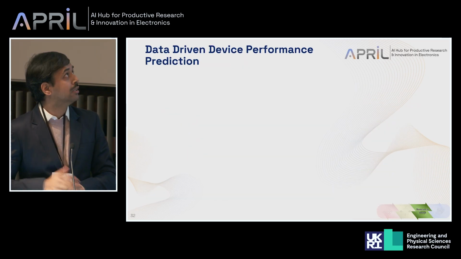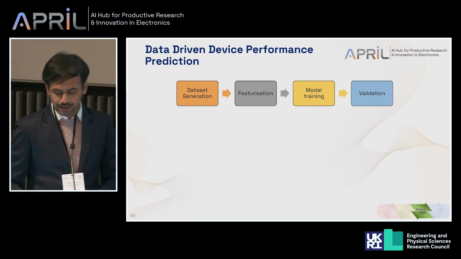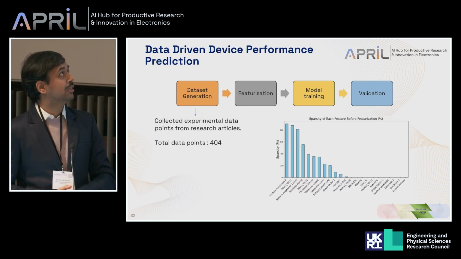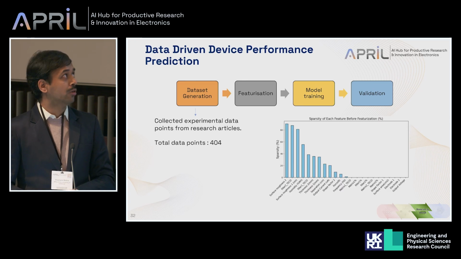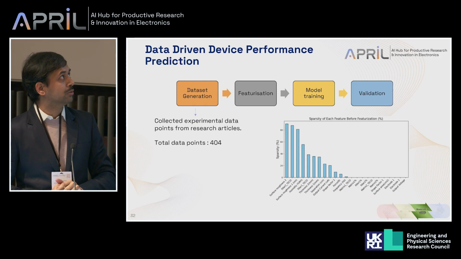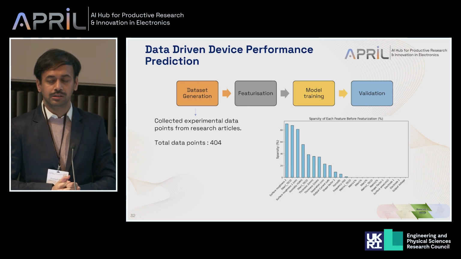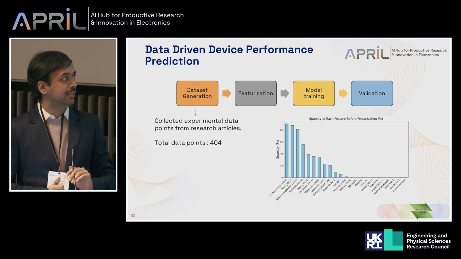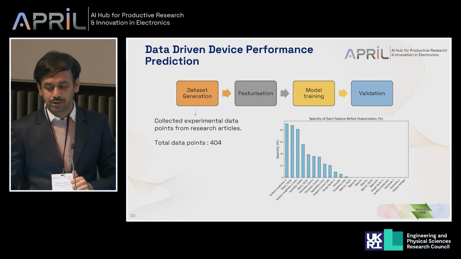So how did I do that? I took a typical data-driven approach where initially I curated a data set of experimental data. I manually extracted data from research articles and tabulated all the parameters related to the devices, and I had around 400 data points. I had some sparsity in this data, which means not all the research articles mentioned all the parameters that I needed. In spite of this sparsity, I will show you the model was quite good.